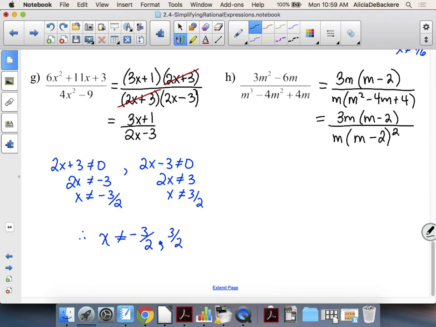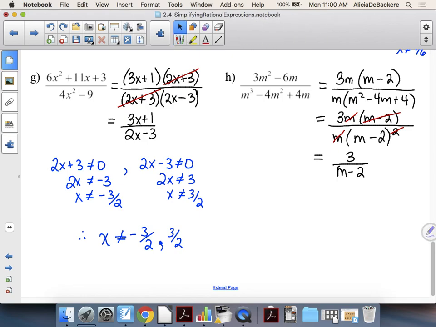I can see lots of stuff that I can cancel here. So on the top, I have 3 times m times a bracket. And on the bottom, I have m times a bracket times a bracket. So because I have an m multiplier in the top and the bottom, I can cancel both of those. And then because I have the bracket multiplier and the matching bracket multiplier on the bottom, I can cancel 1 from the top and 1 from the bottom. That leaves me with 3 times 1 on the top, so just 3. And then on the bottom, I've got 1 times m minus 2, so m minus 2. Much simpler than what we started with.